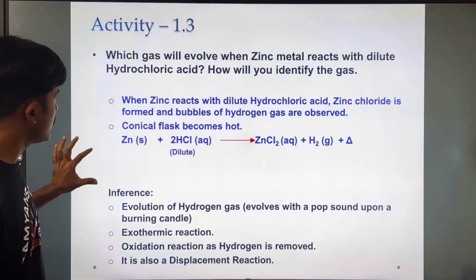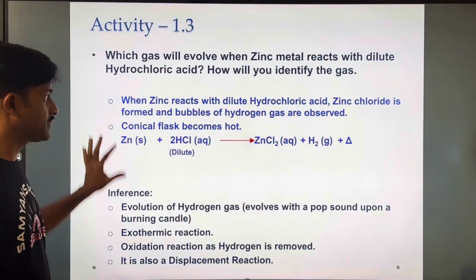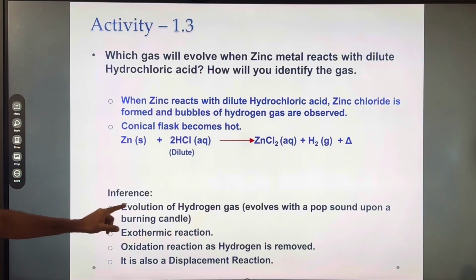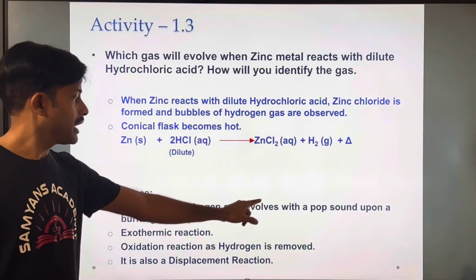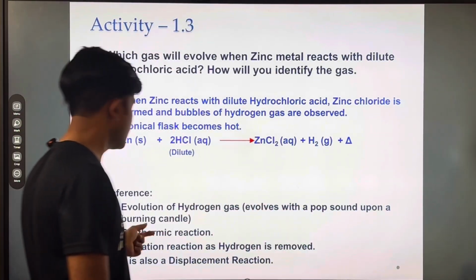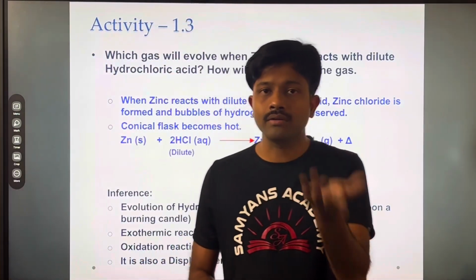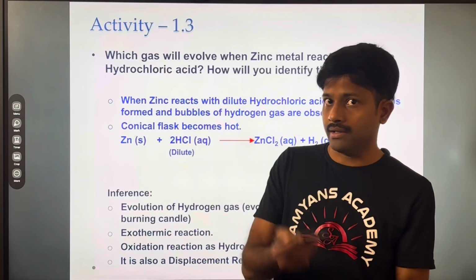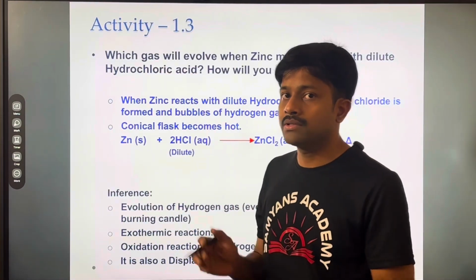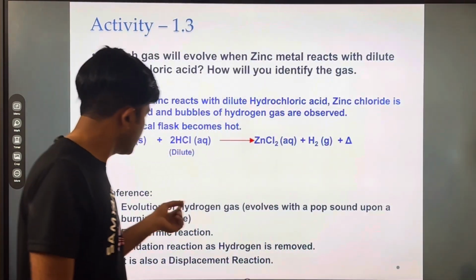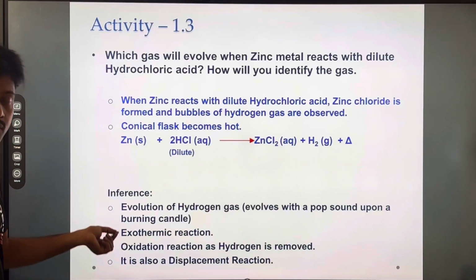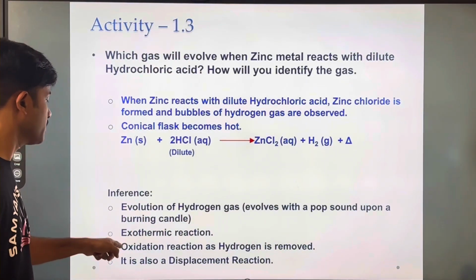So what are the observations from this activity we can write here? Hydrogen gas evolves and burns with a pop sound upon a burning candle. Now here hydrogen gas is evolving during this reaction. How do you test this hydrogen gas? When you take a burning candle near it, the hydrogen burns with a pop sound, right? And this is an indication of the liberation of hydrogen gas, and it is also an example of an exothermic reaction.